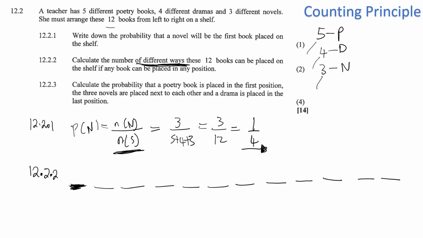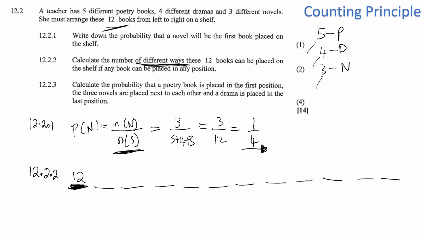In total, there are 12 books. So we can put any one of the 12 books in that position. But in the fundamental counting principle, you only include the number of outcomes or choices that you have in a particular situation. So in that first position, you actually have 12 choices of books to choose from, right?